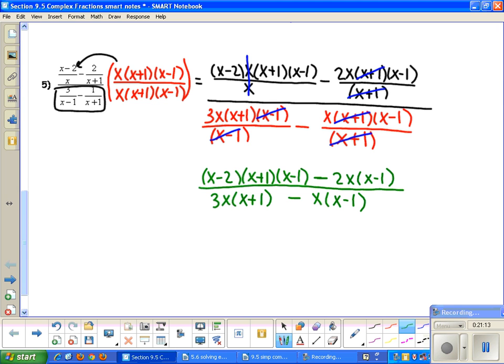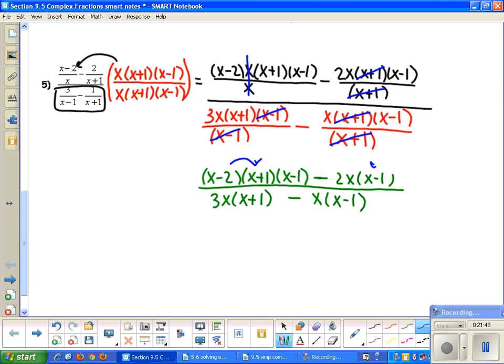Now, I'm not done here because remember, I can't cancel out some of these terms. Like this cannot get canceled out with this right here because notice that we're subtracting. These are two different terms. And same thing with this, it cannot be canceled out with this term right here because of that subtraction sign. So that means that before I can do anything, I need to combine my terms together. So when I combine my terms together, I'm going to have to multiply them all out.